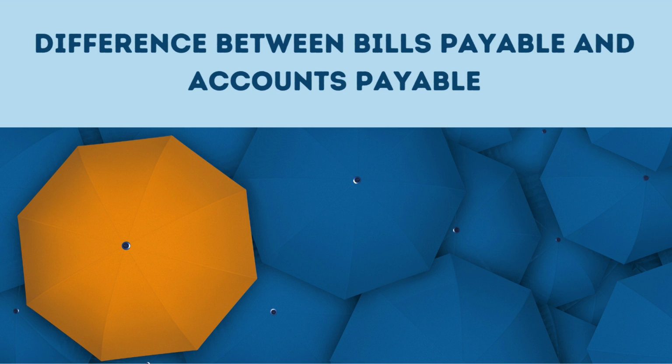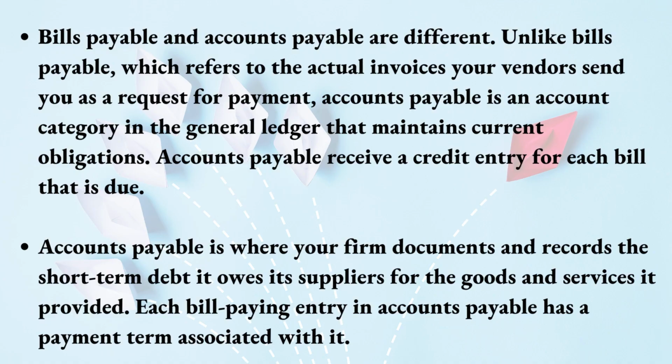As we have discussed earlier, bills payable are also known as accounts payable, but there is a little difference between both the terms. Now let's know the difference between bills payable and accounts payable. So as we have discussed, accounts payable is distinct from bills payable. Accounts payable is an account category in the general ledger that tracks current obligations, as opposed to bills payable, which refers to the actual invoices vendors send you as a request for payment.